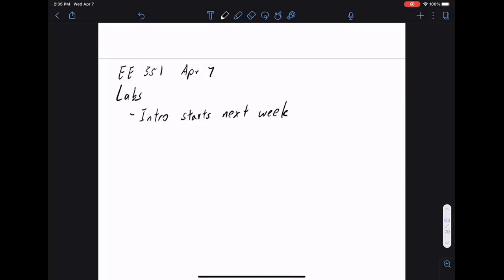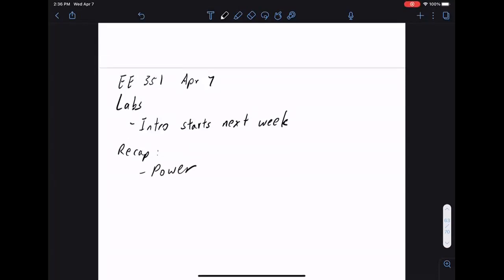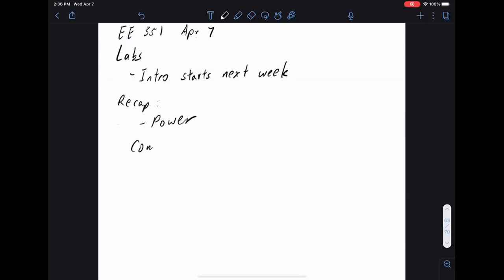Okay, so let's do a brief review of what happened last time. Last time we talked about power, the power produced or consumed in your circuit. What we got to was that you want to look at something called the complex power, denoted S. This is P plus jQ.